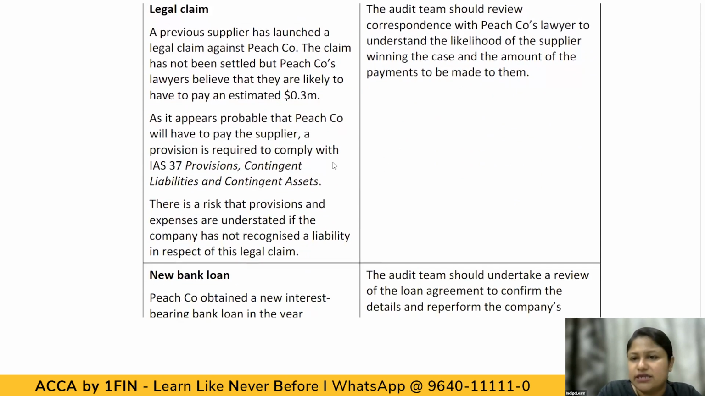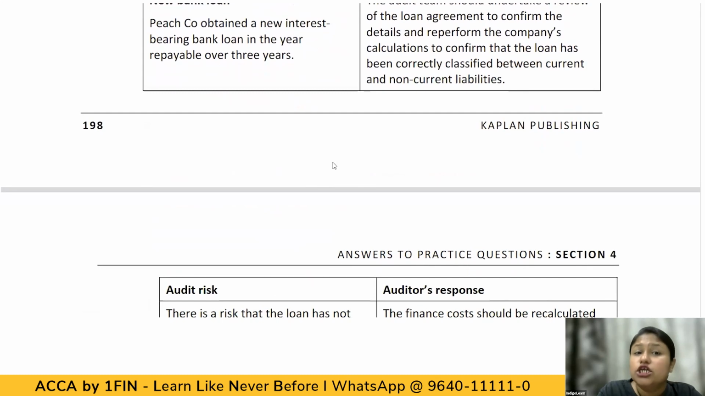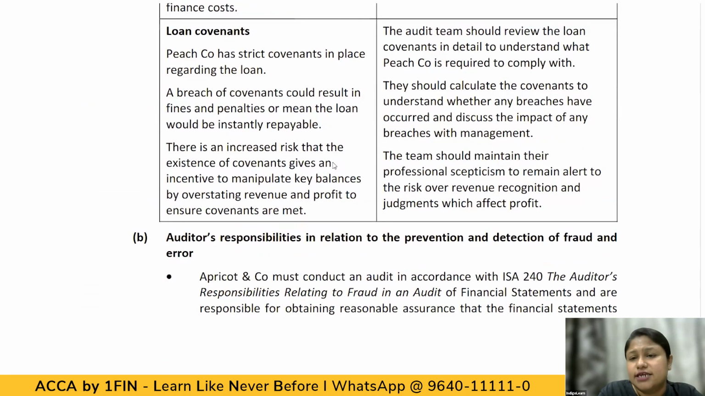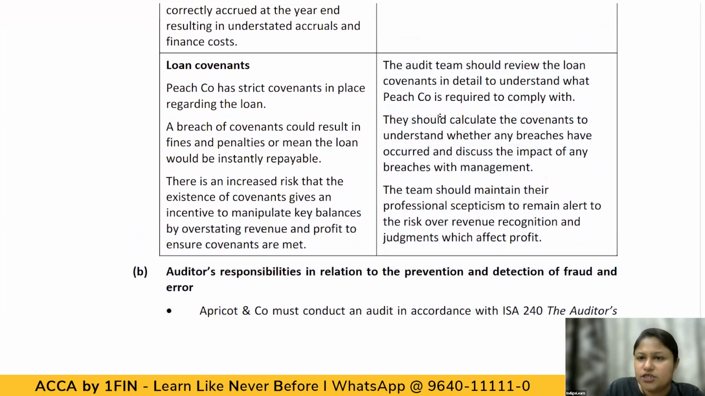Based on IAS 37, you have to create a provision for that. New bank loan, obviously, it is accrued, so you have to show it. Liability cannot be understated. Most importantly, loan covenants are there because you have told them that you're going to keep respective margins and sales targets. So there could be a high possibility of manipulation of key balances, and overstatement of revenue and profits. All of this is the audit risk, and based on that, the auditor has to give a proper response.